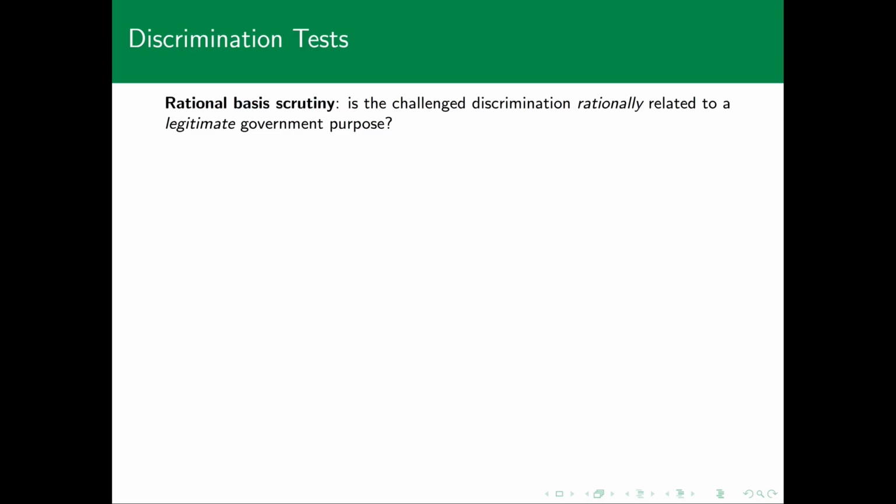So there's two important words there. They're italicized here. Is the challenged discrimination rationally related to a legitimate government purpose, right? So all that means is if there's some system of discrimination, what makes that unlawful is if it's not rationally related to a legitimate government purpose. If it is rationally related to a legitimate government purpose, that is lawful discrimination.